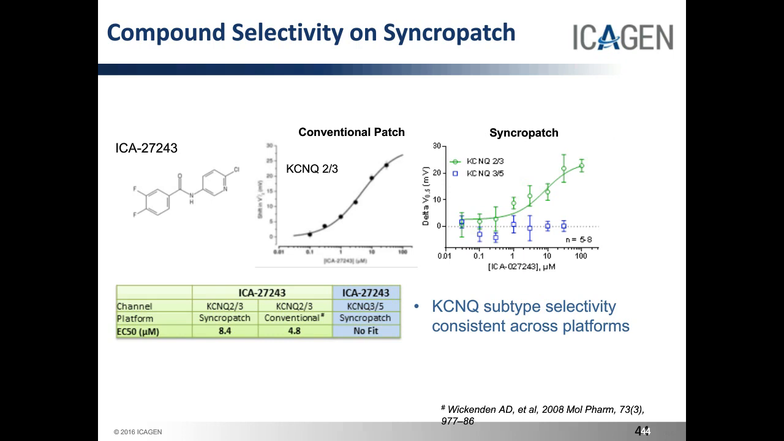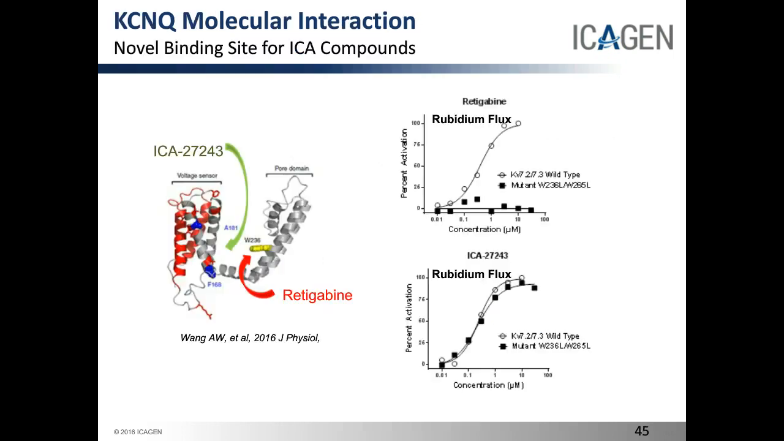Finally, we wanted to look at some mutant forms of the KCNQ23 channel and see if the change in pharmacology we had previously seen matched up with the Syncropatch. The Reticle Beam binding site has been identified for a while. We have a mutant form of KCNQ23 that has 2 residues mutated. When we tested them in flux, we found that Reticle Beam was not active against the mutant form of the channel, but activated the wild-type KCNQ23 just fine.